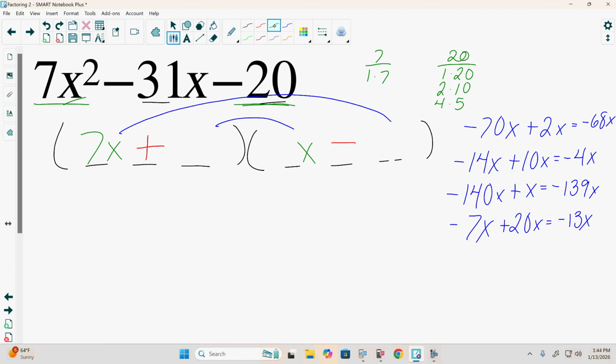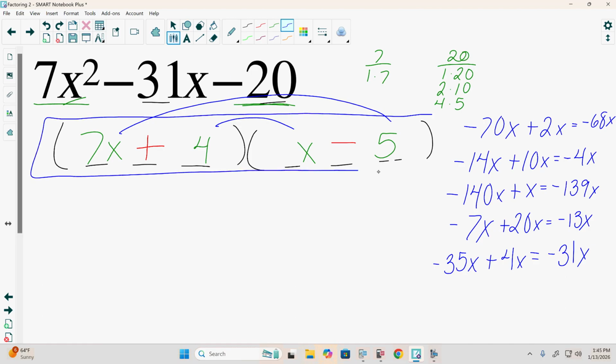4 and 5. 7x times negative 5 would give us negative 35x. 4 times x would give us positive 4x. Negative 35x plus 4x, negative 35 plus 4 would be negative 31x. Which is the middle term we wanted, telling us that 7x plus 4 times x minus 5 are the correct factors.